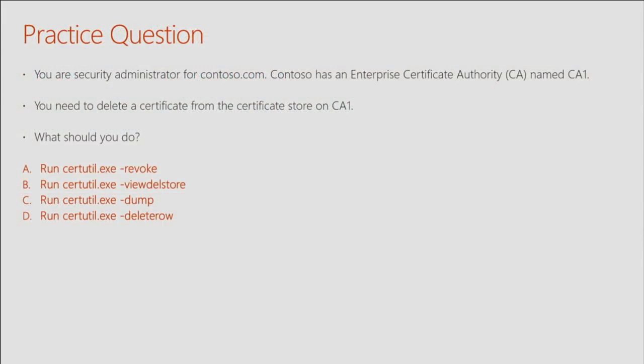All right, I went through that section kind of quick because time is ticking. So here's the question. You are a security administrator for Contoso.com. Contoso has an enterprise CA named CA1. You need to delete a certificate from the certificate store on CA1. What should you do?